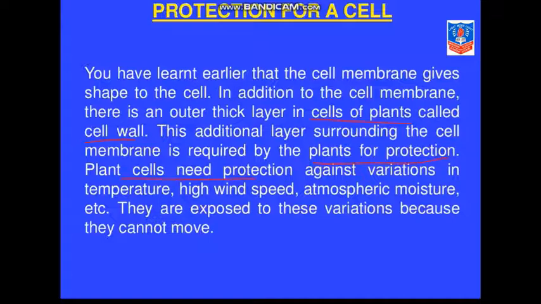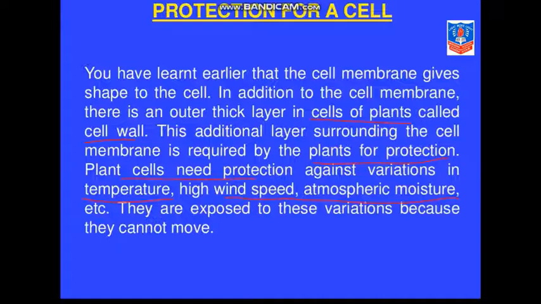Plants तो घर के बाहर होते हैं, उनको ये सब चीजों से fight करना पड़ता है. So much variations are there in the temperature, wind speed होती है high, so it can damage the cell. So they have naturally got the extra protection by the cell wall, which is very rigid. So cell wall is actually the protection for a cell.